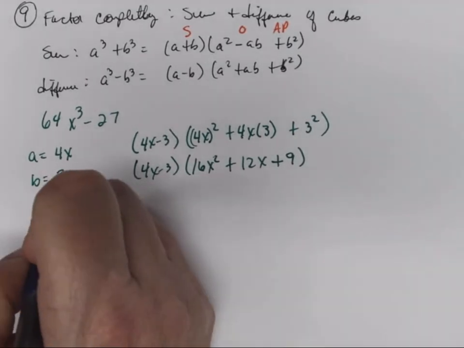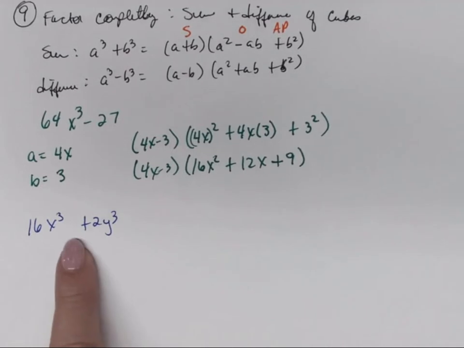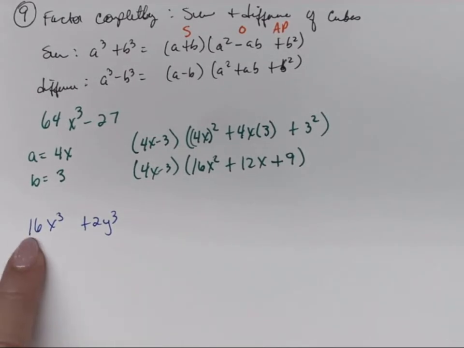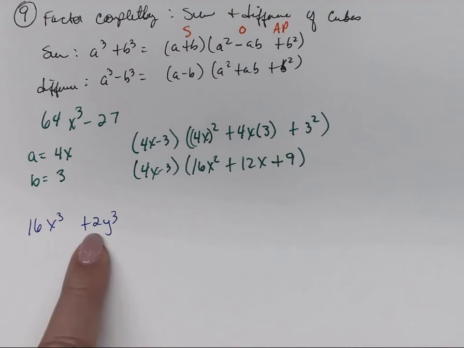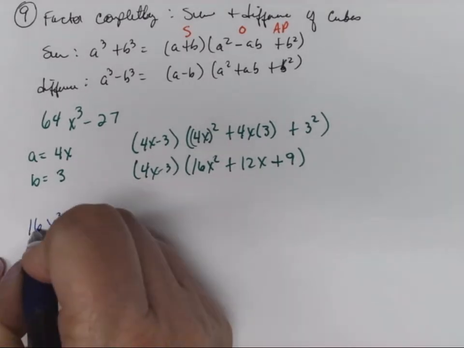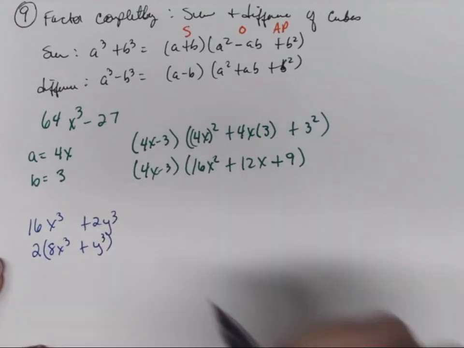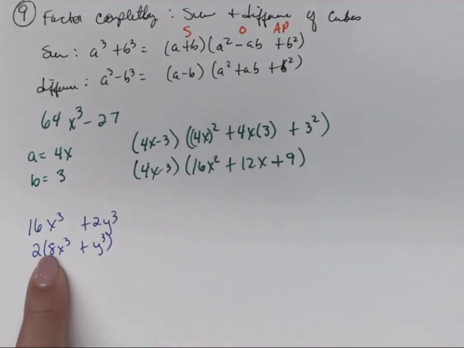16x cubed plus 2y cubed. Well, this one looks like the sum of cubes. But I can't take the cube root of 16 or the cube root of 2. But they have a common factor in them. They're both divisible by 2, so let's try that. 8x cubed plus y cubed. 8 is a perfect cube, and 1 is.